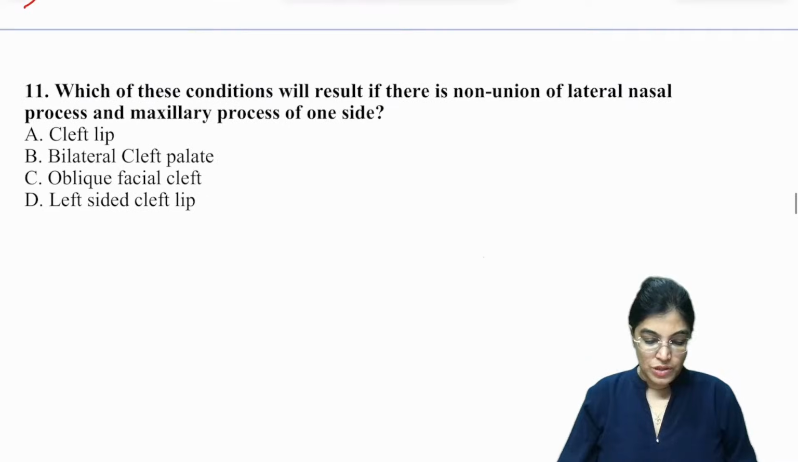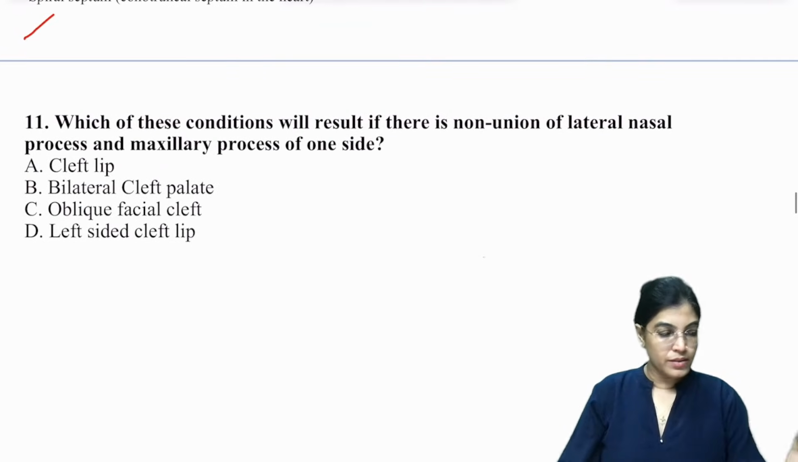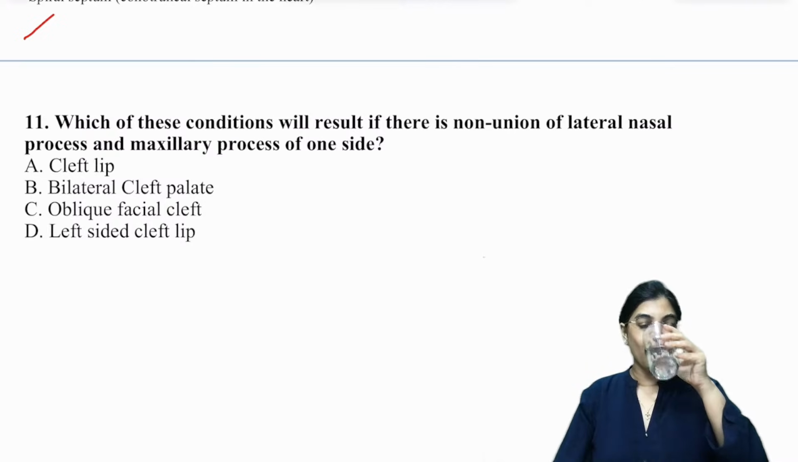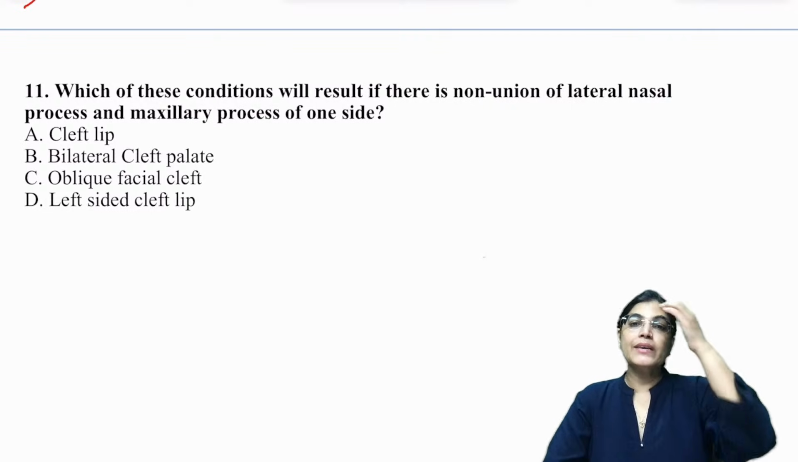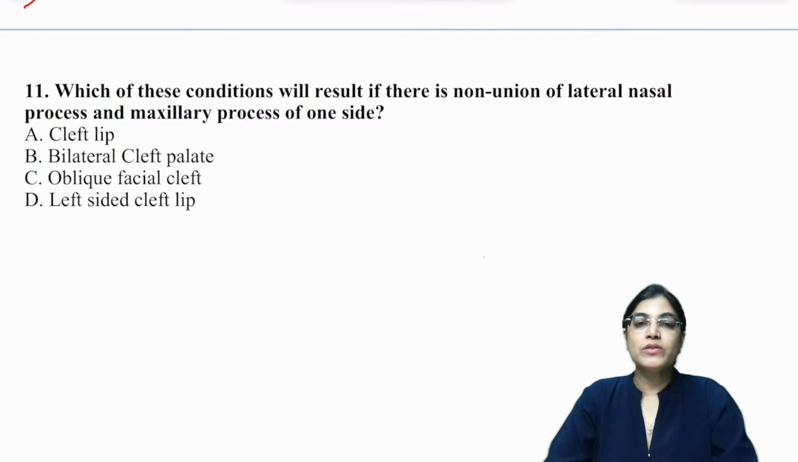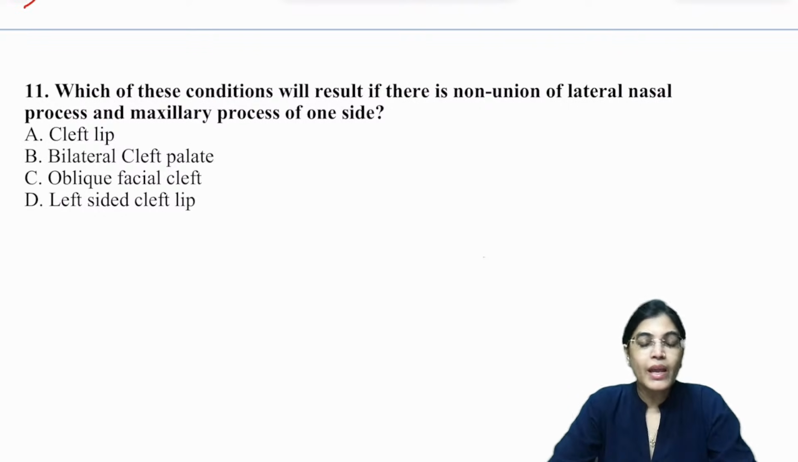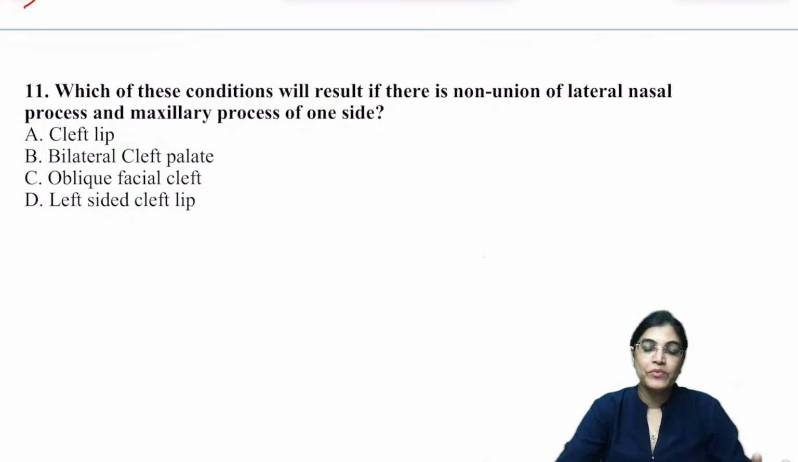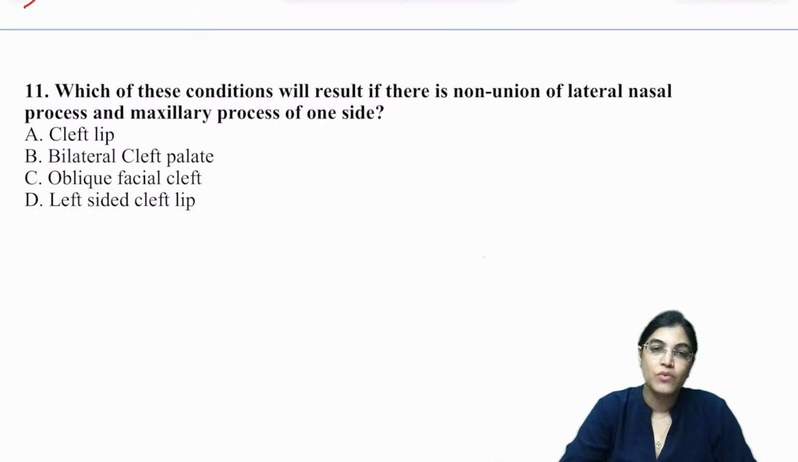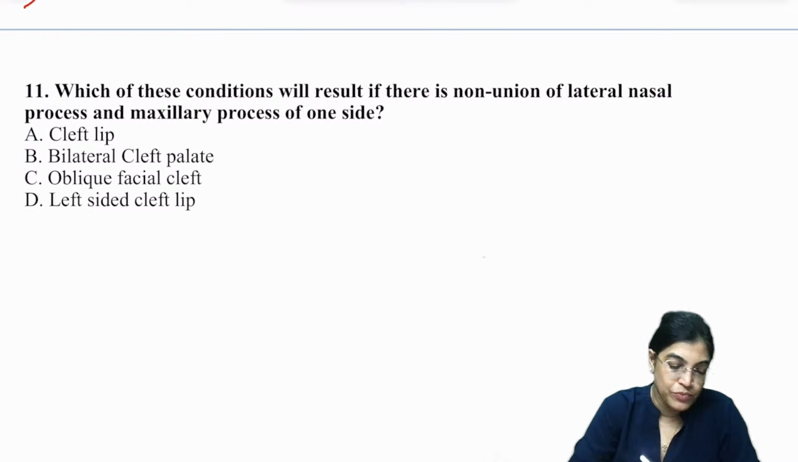Now, coming to the next question, question number 11. Which of these conditions will result if there is non-union of the lateral nasal process and maxillary process of one side? Why am I including this MCQ? Because this is again a favorite question for the NEET MDS examination, where you have to know about cleft lip, cleft palate, and their causes. Non-union of the lateral nasal process and maxillary process of one side will lead to the oblique facial cleft.